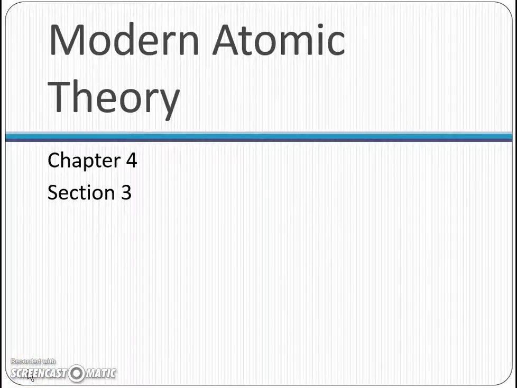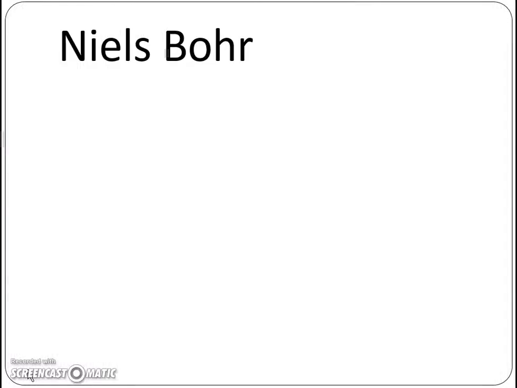Chapter 4, Section 3, Modern Atomic Theory. So the first person we're going to talk about for modern atomic theory is Niels Bohr.